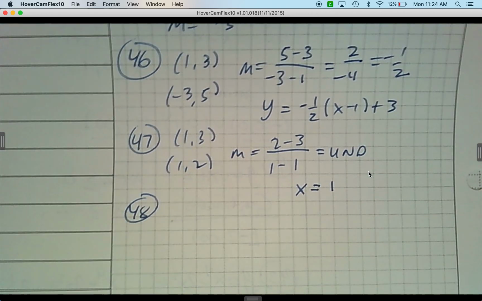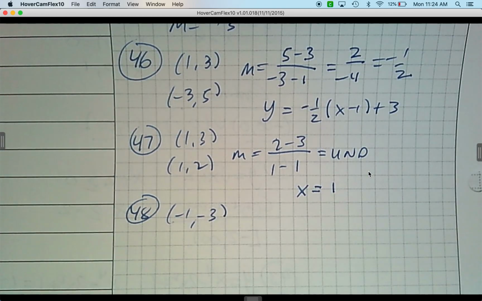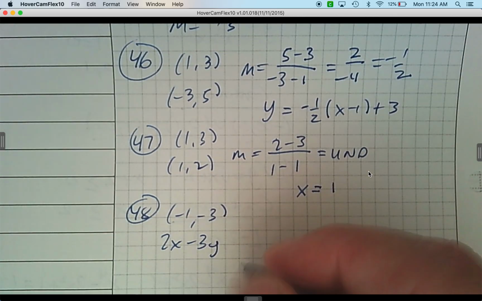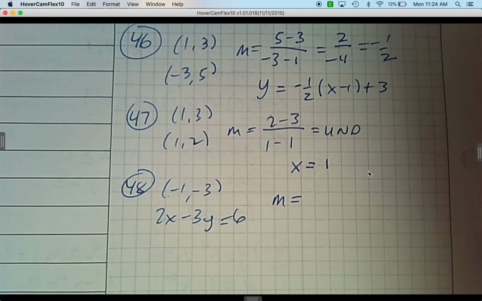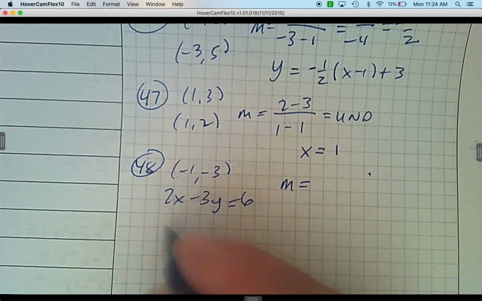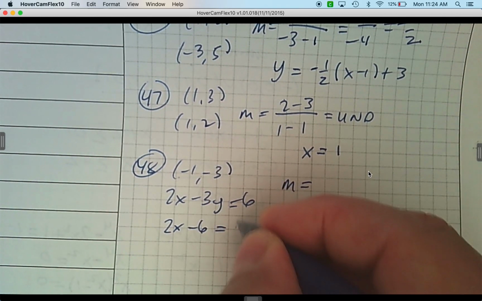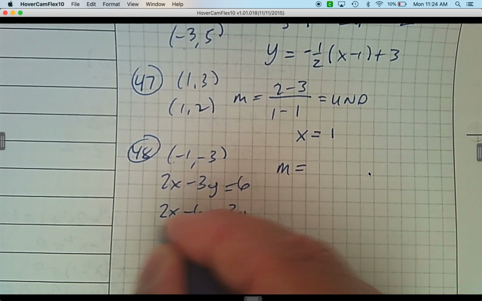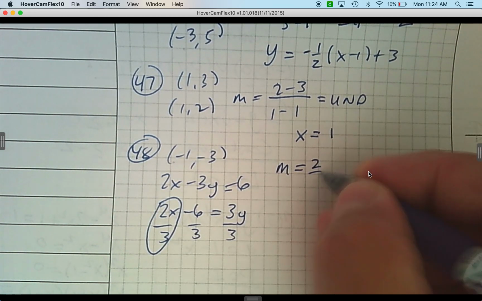48, some more algebra. Negative 1, negative 3. Perpendicular to 2x subtract 3y equals 6. So I need to know the slope and then understand the word perpendicular. To find the slope here, I am going to subtract 2x, divide by negative 3. Now the only thing I really care about here to give me the slope is this right here. So I'm not going to simplify anything. The slope here is 2/3.